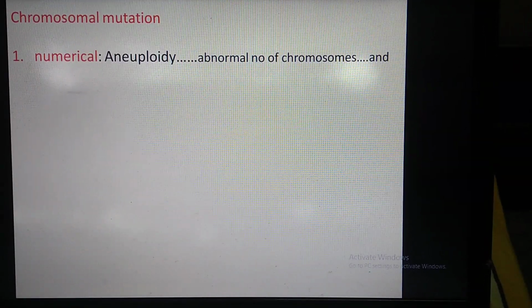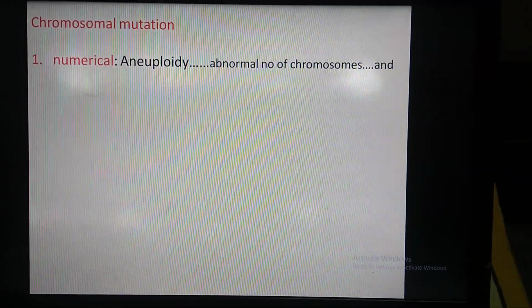So we are studying prokaryotic genetics. It's not that we should not study chromosomal mutations and all, because it is needed to clear our view about mutation, what mutation can do. In the next class, I will be getting into a deeper understanding of prokaryotic mutation. Okay, so how many types of chromosomal mutations are there?